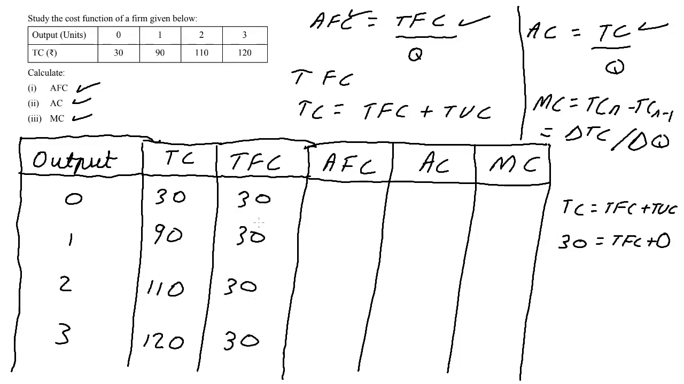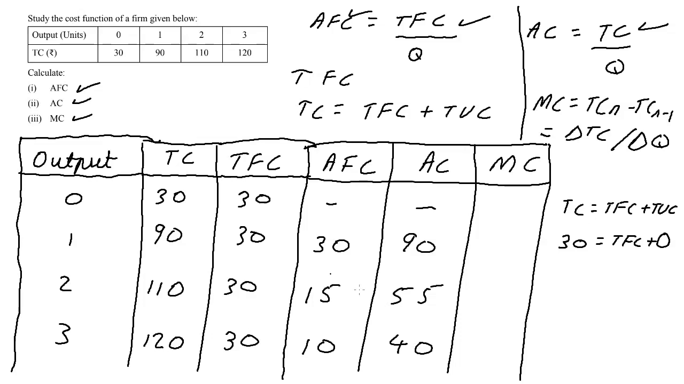So like this. Now if I want to find average fixed cost, 30 upon 0 we don't get into, we just put a dash. 30 upon 1 gives us 30, 30 upon 2 gives us 15, 30 upon 3 gives us 10. Then average cost is total cost upon quantity. So 30 upon 0, for example, we don't get into. 90 upon 1 gives us 90. 110 upon 2 gives us 55. 120 upon 3 gives us 40.